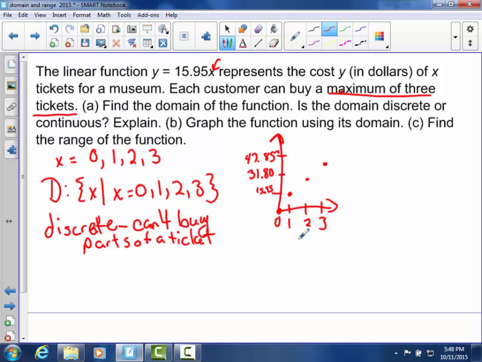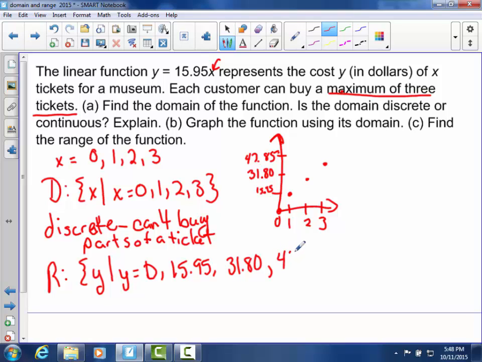All right, so my range then is the set of y's, so that y equals 0, then $15.95, then $31.90, and then $47.85.